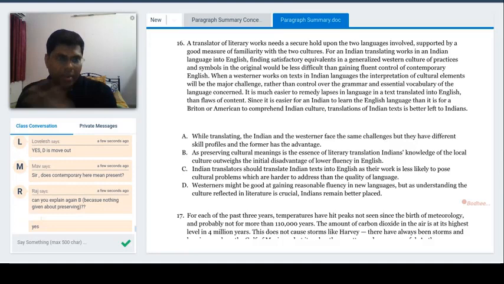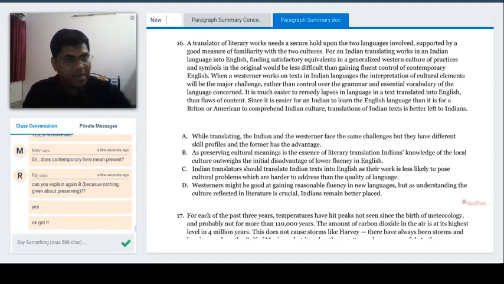Language, koi bhi seekh sakta hai, kabhi bhi seekh sakta hai. But culture is something that you cannot learn easily, and therefore translation Indians ko karna chahiye, usko pehle samajh mein aata hai. Usne khali itna hi bola hai. He has not said that preserving cultural meaning is the essence. He has not said that. It is important, just as important as the language. Are we clear about it, people?